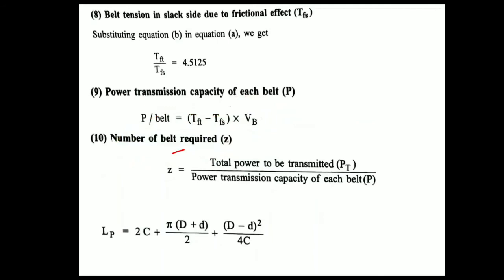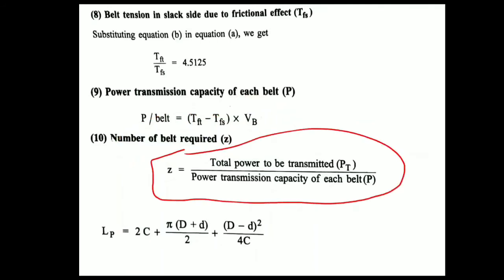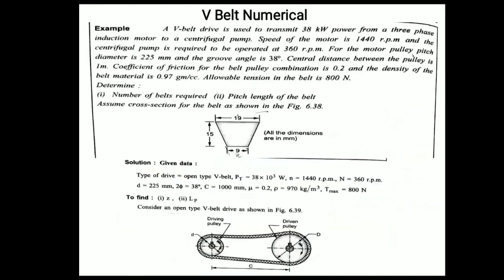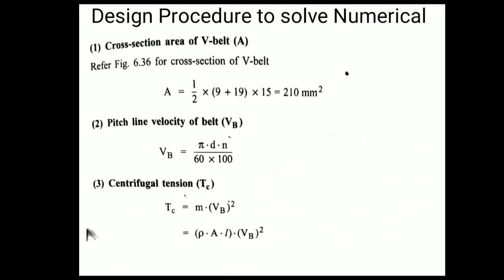So the number of belts we can calculate as the total power transmitted by the belt divided by the power transmitting capacity of each respective belt, correct? Two belts are there, their capacity is different and the total power transmission expected is different. So by dividing these two terms, we get the number of belts required. And of course the length of belt is again the same as that of the open type of belt, as I told you. So these are the design procedure steps we need to follow for solving the V belt drive.